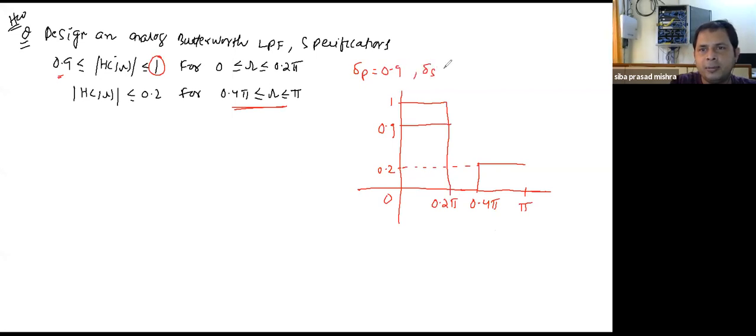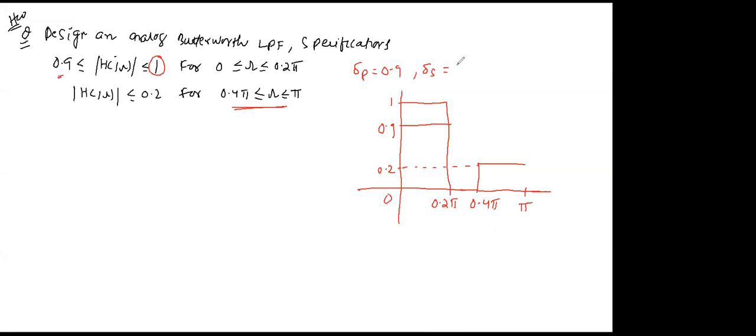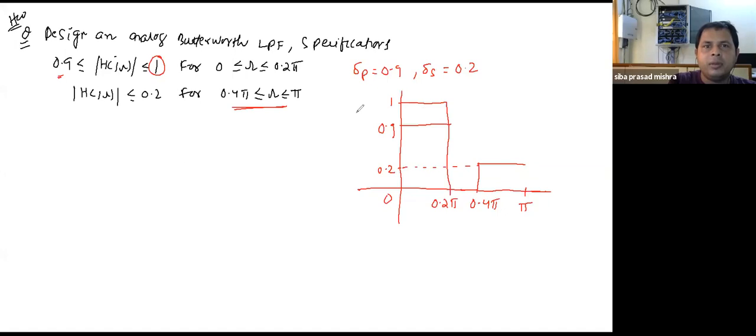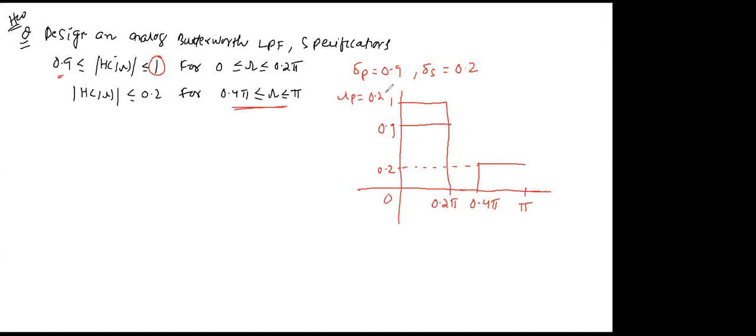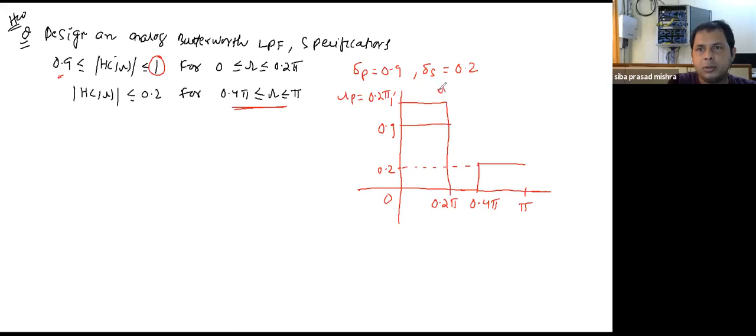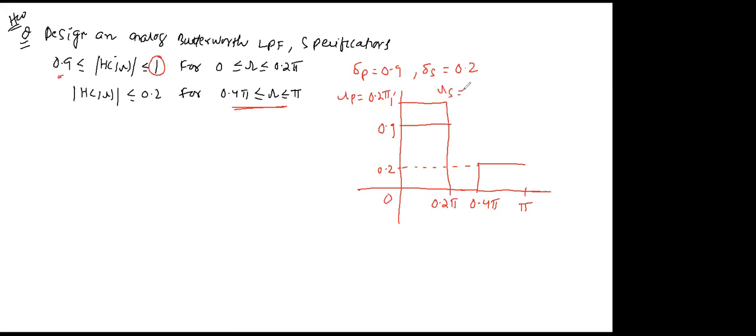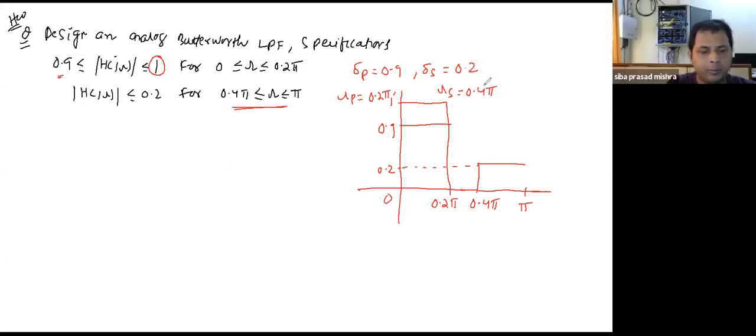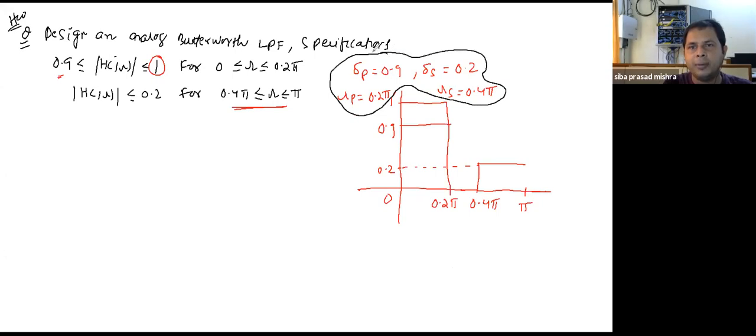What is del S? 0.2. Very good, del S is 0.2. Now, what is omega P? 0.2 pi. And what is omega S? 0.4 pi. Very good. Now everything is given. Let's see, all the specifications are given, so now it is easy for you to design a Butterworth filter.